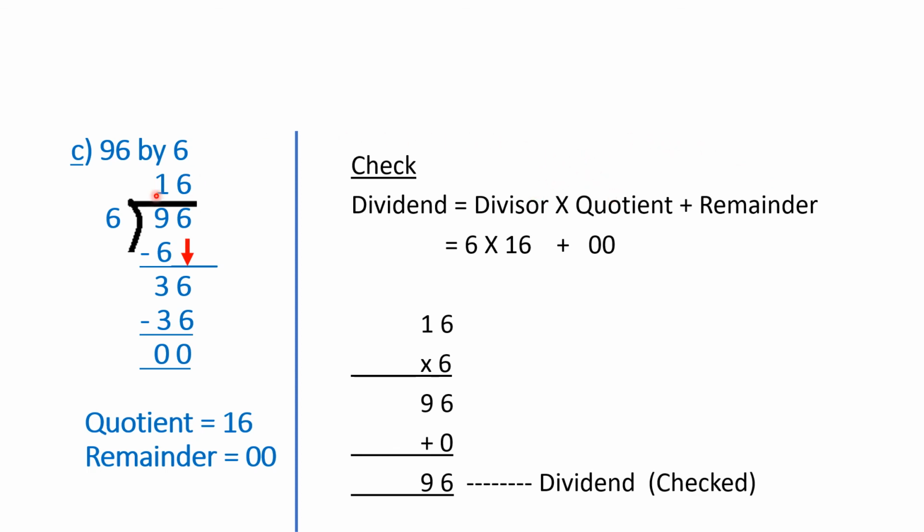Now look at your division. Divisor is 6. Quotient is 16. So we will multiply 6 and 16. Clear? You will multiply 6 and 16. And this remainder, which is the remainder? 0. So this 0 you will add. Okay? So you will multiply 6 and 16 and this 0 you will add. Right here, 6 multiplied by 16 plus 0.